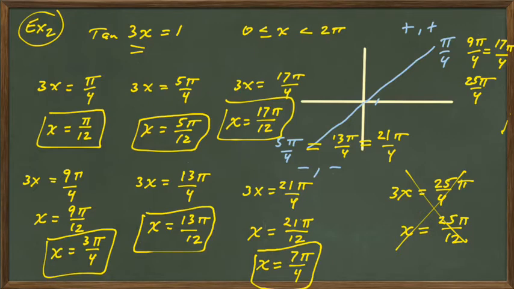Okay, do we get pi over 12? Yes. Do we get 5 pi over 12? Yes. We got 3 pi over 4? Yes. 13 pi over 12? Yes. 17 pi over 12? Yes. 7 pi over 4? Yep. Good. So we have the same answers that they have up here, right? So basically we're solving trig equations.